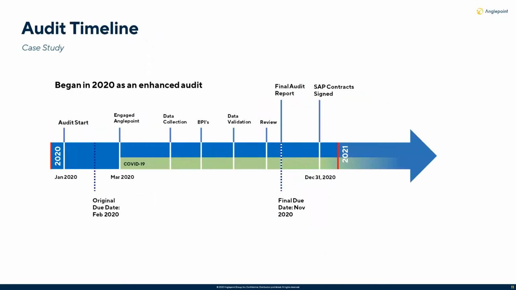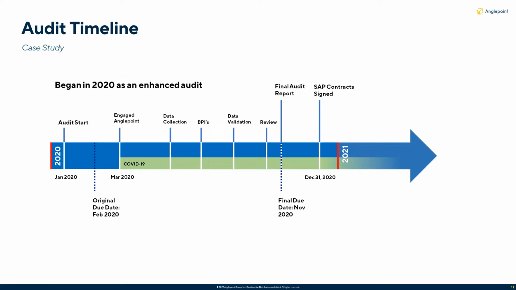So the audit timeline. We thought that it would be important to go over the timeline just so you could get an idea of how long this may take in order to complete an enhanced audit. So the audit started, the enhanced portion of the audit started sometime in January of 2020.